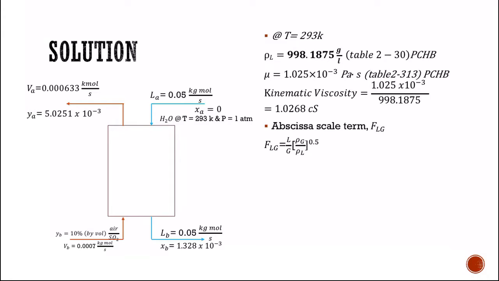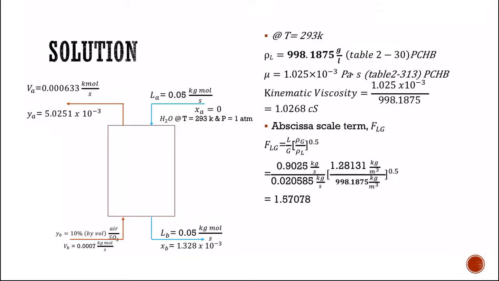For the abscissa scale term, or the FLG, we use the formula L over G, times the quantity density of G over the density of L raised to 0.5. Substituting all the available values, we get the abscissa scale term as 1.57078.